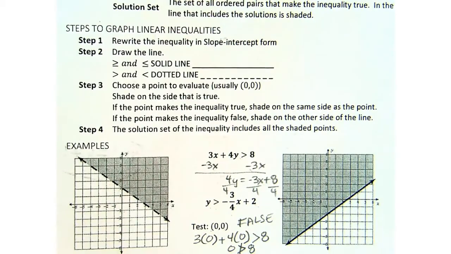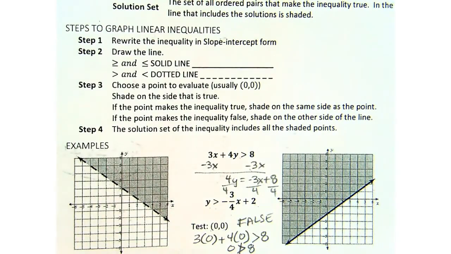In conclusion, let's remember all the steps we've used for solving linear inequalities. First, we rewrite the inequality into slope-intercept form. Then we draw the line. If there is an equal symbol under the inequality, we draw a solid line. If there is not an equal symbol under the inequality, we draw a dotted line.